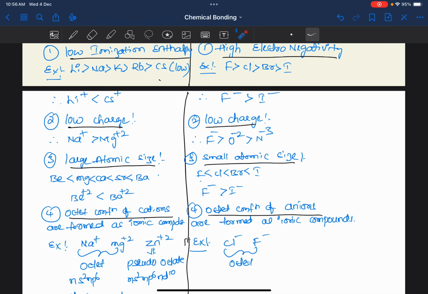And next, octet configuration of anions. Anions with octet configuration form ionic compounds.